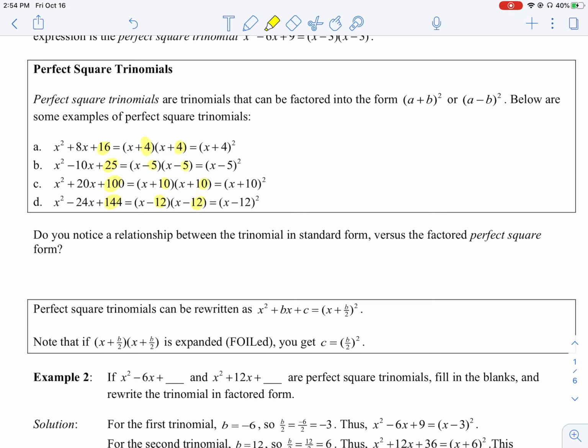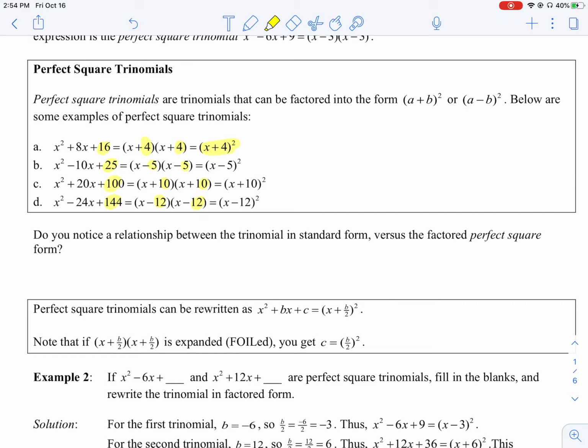For the first example, we have x squared plus 8x plus 16. And we have an (x + 4) and (x + 4). So if you notice, they're both positive 4, and so we can combine the two binomials and call it (x + 4) squared. Like, let's say, for example, you have 4 times 4. That is 4 squared. Right? Or 6 squared is the same as 6 times 6. So instead of writing it as (x + 4) times (x + 4), I could write it as (x + 4) squared. Does that make sense?